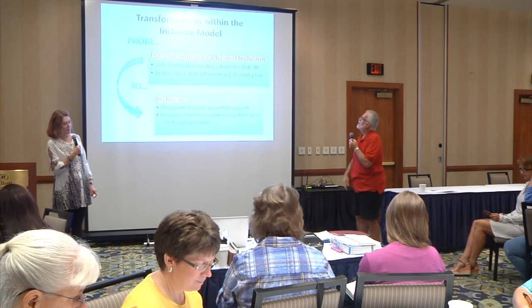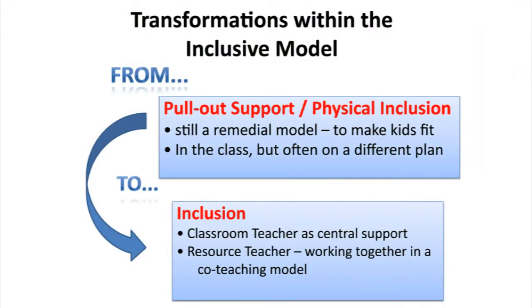Next slide. Okay. We still went within that inclusive model. So what we see is that transformations have happened even within the inclusive model that we've been involved in. We've gone from very much a pull-out, or you're physically included in the class, but you might as well be sitting in a cardboard box at the back, right? It was still very much a remedial model. We still worked on making kids fit within that, but they were often on a very different plan. And there's nothing wrong with having a different plan. We have kids that we work with that need different plans, but sometimes we slip into that different plan mode before we look at how they can be part of it.